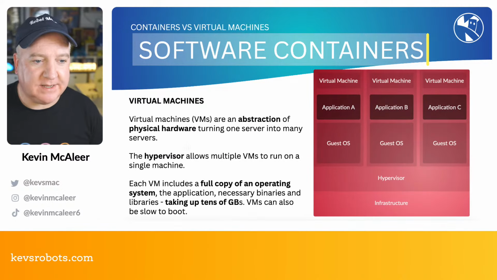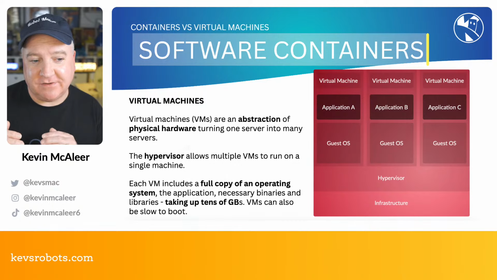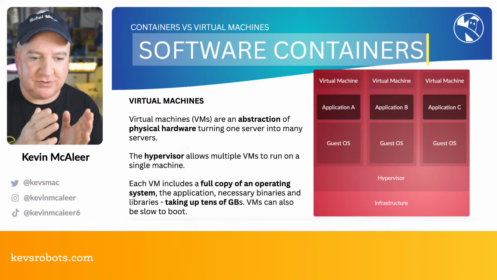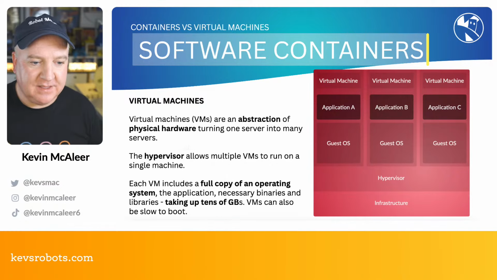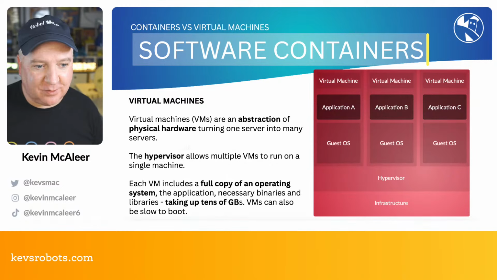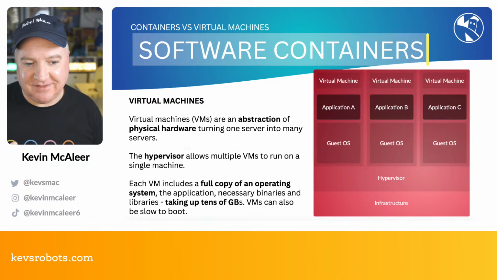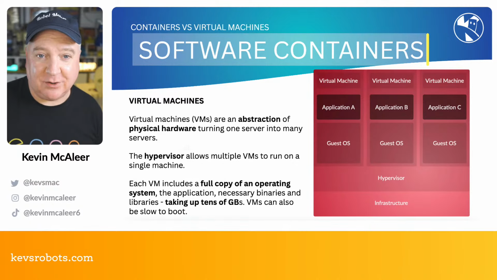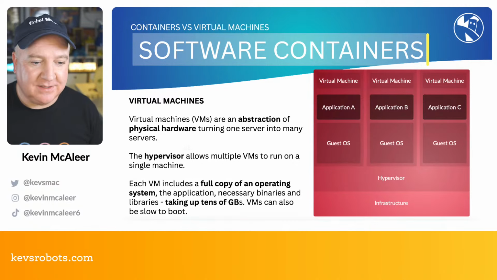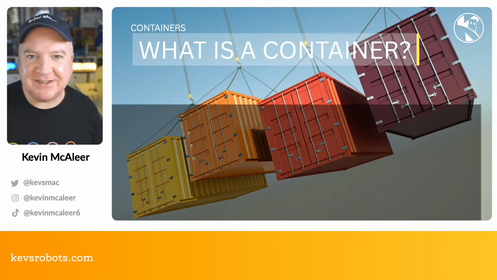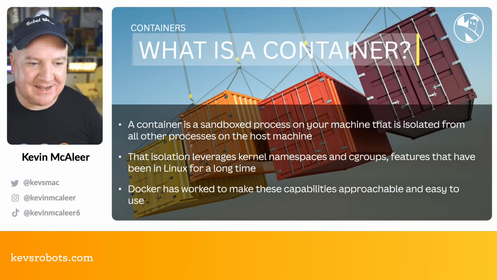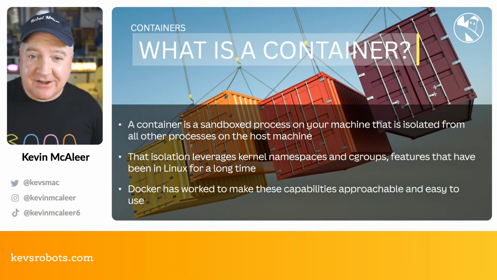It's much more lightweight. Virtual machines, on the other hand, are an abstraction of physical hardware, turning one server into many servers, and this hypervisor allows you to run different operating systems potentially, all on the same hardware. And each VM includes a full version of the operating system, the application, the necessary binaries, and they typically take up tens of gigabytes. So VMs are also very slow to boot up. So you can see here, containers are kind of winning in that, which is the best tech to use for this kind of stuff.